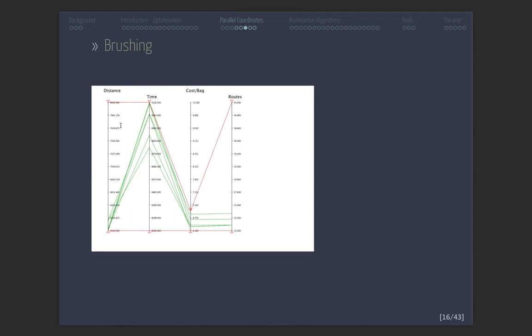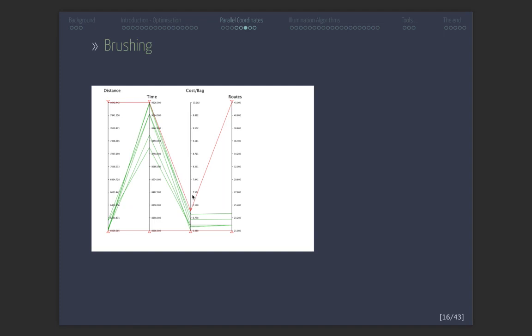The power of parallel coordinates lies not just in the presentation, but in the ability to interact with the plot. And we'll come to tools later on, but the majority of parallel coordinates tools allow some form of interaction. One of the most useful forms of interaction is that of brushing. Brushing simply allows you to highlight a particular area on one or more axes.